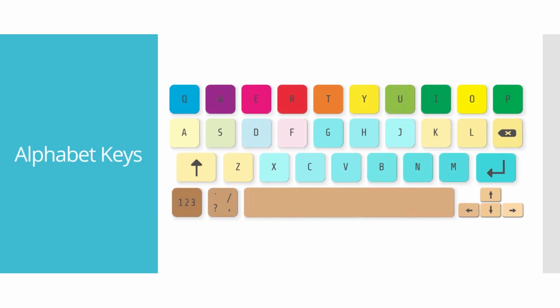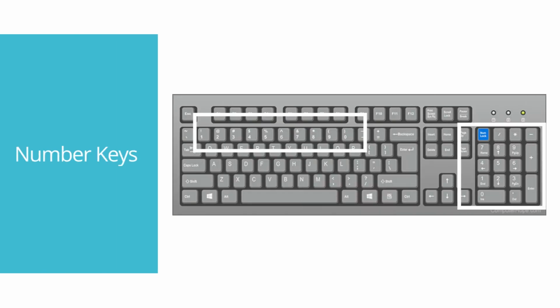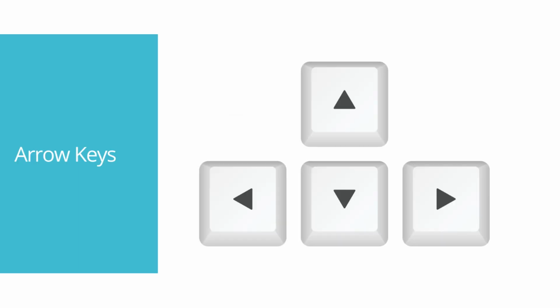There are 26 alphabet keys on keyboard. There are number keys on the top of the keyboard and on the right side of the computer keyboard. There are arrow keys on the keyboard: up arrow key, down arrow key, right arrow key, and the left arrow key.